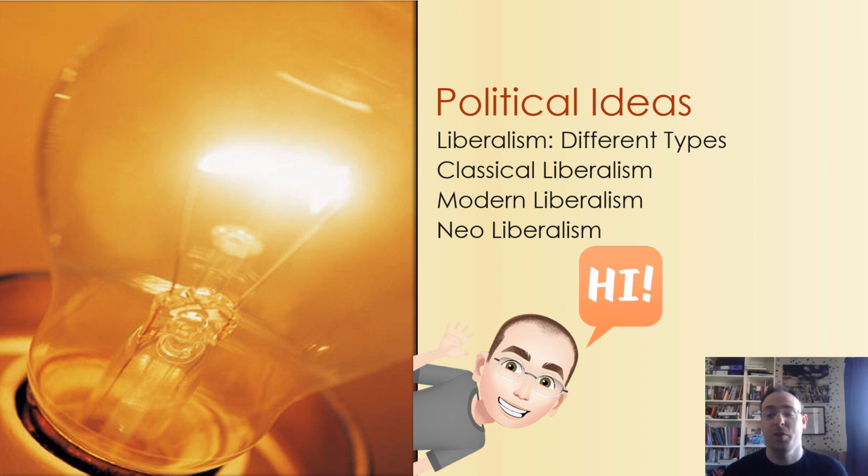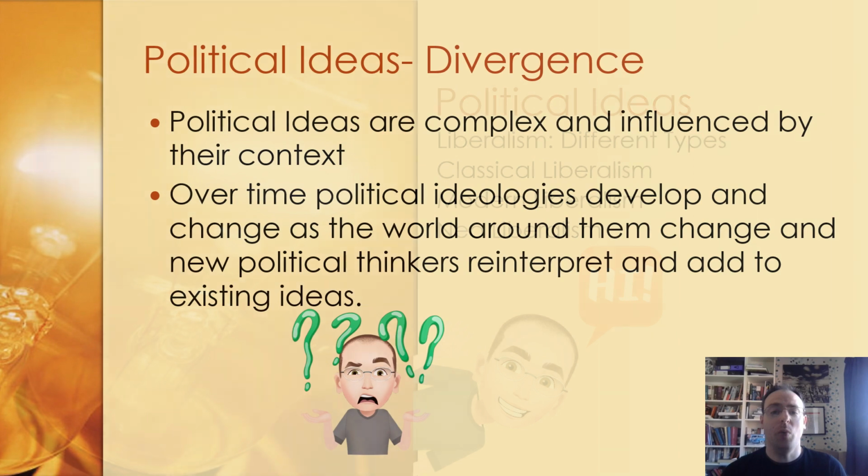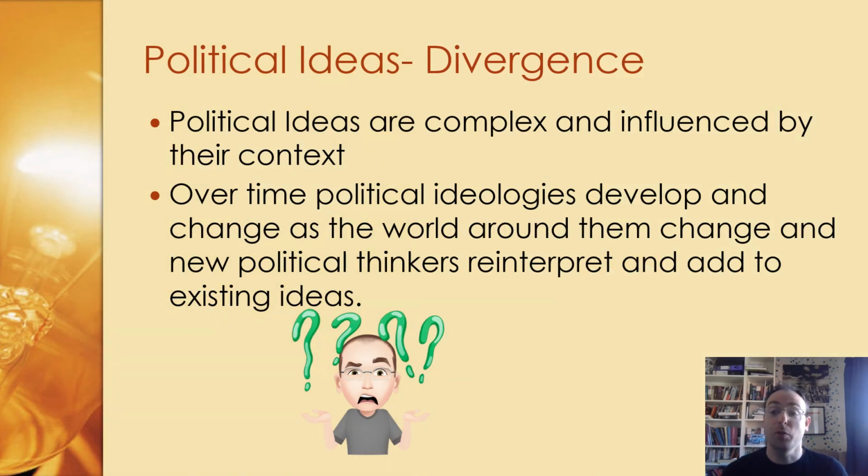Today we're going to look at the different types of liberalism, starting off with classical liberalism, going through modern liberalism, and then onto neoliberalism. Now, this is one of the bits of the course that can be a little bit confusing. So how have we ended up with all these different forms of the same basic ideology?